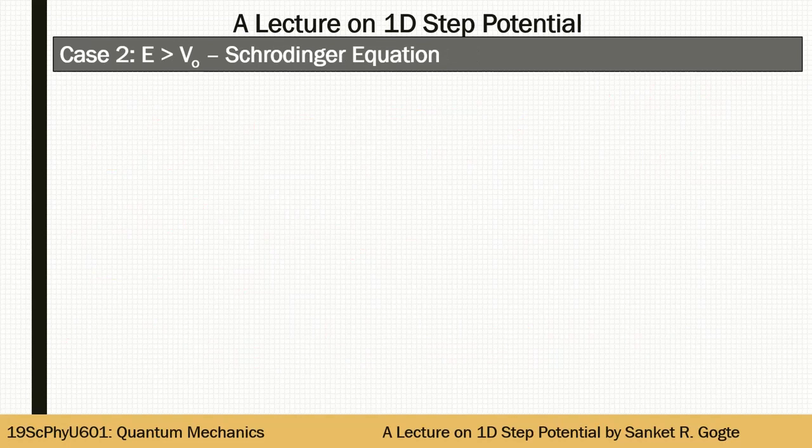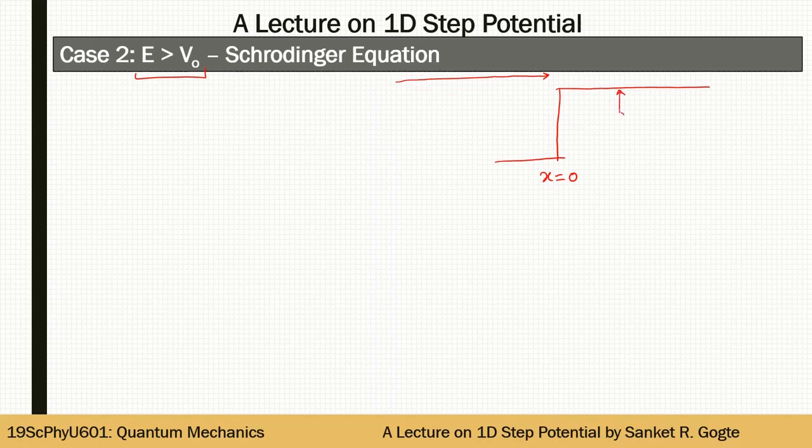So case 2 now. Let me again draw the potential step. So this is our potential. This is the boundary at x is equal to 0. And now what we are considering is E greater than V0. So our incident particle is incident from the left to right. It is traveling from minus infinity towards the positive side of x. It encounters the boundary here, and its kinetic energy now is greater than V0.